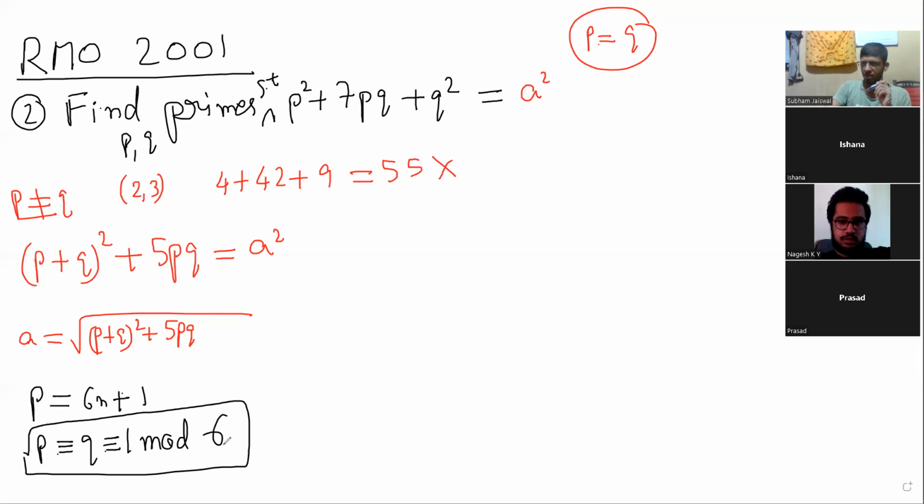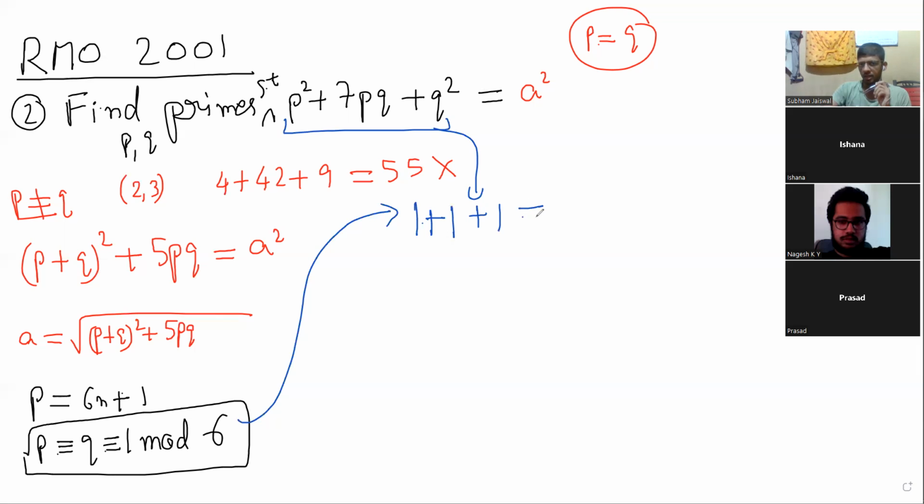So P and Q are 1 mod 6. I'm using the mod language, you get comfortable with this. We have done this, so we should take advantage of this. Then this expression will become something mod 6. Let's see. P square is 1 mod 6, and 7 becomes 1 mod 6, and PQ is also 1, and this is also 1. So then this becomes 3 mod 6. So left hand side modulo 6 becomes 3. So A square becomes 3 modulo 6.